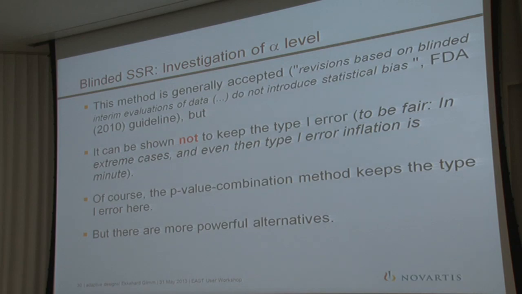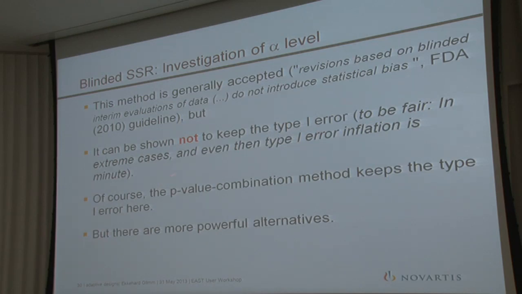And the method is generally accepted. So if you look into the FDA draft guidance on adaptive design, this is a quote from that guidance. It simply says, revisions based on blinded interim evaluations of data do not introduce statistical bias. Now, this is, let's say, this is almost true.